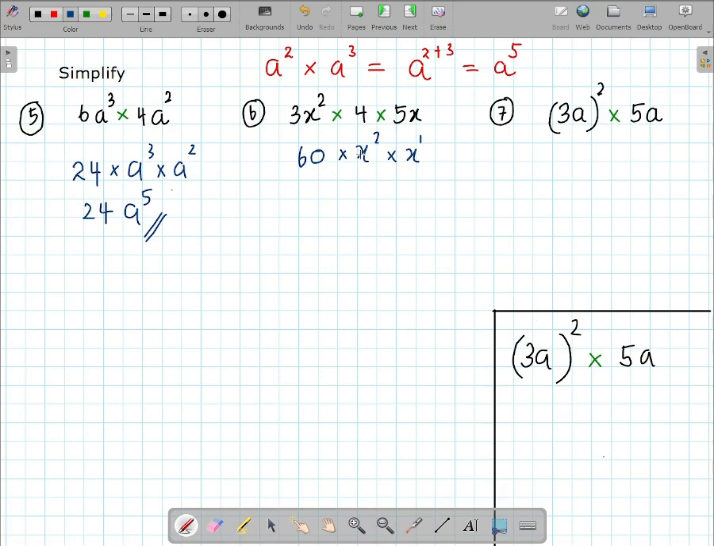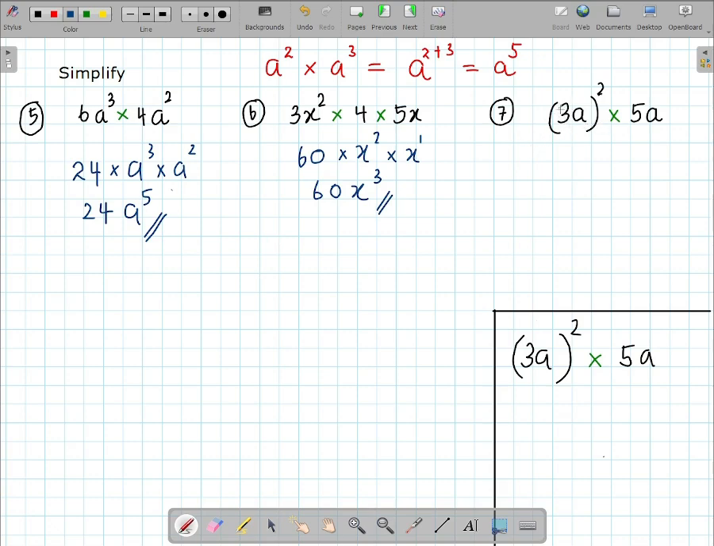So x to the power 2 times x, that is x to the power 3, right? 60 x to the power 3. This one can be done in two different ways. I'm going to do the basic one here.